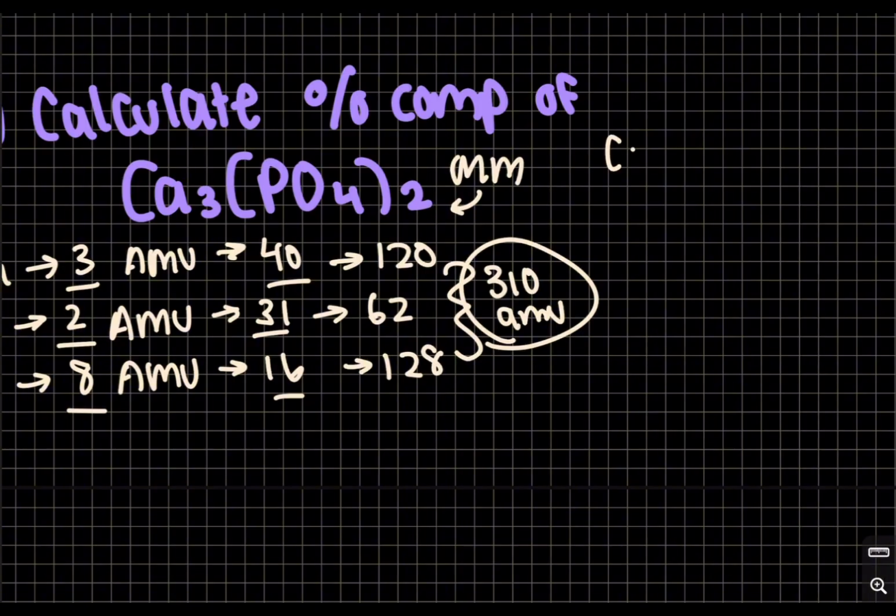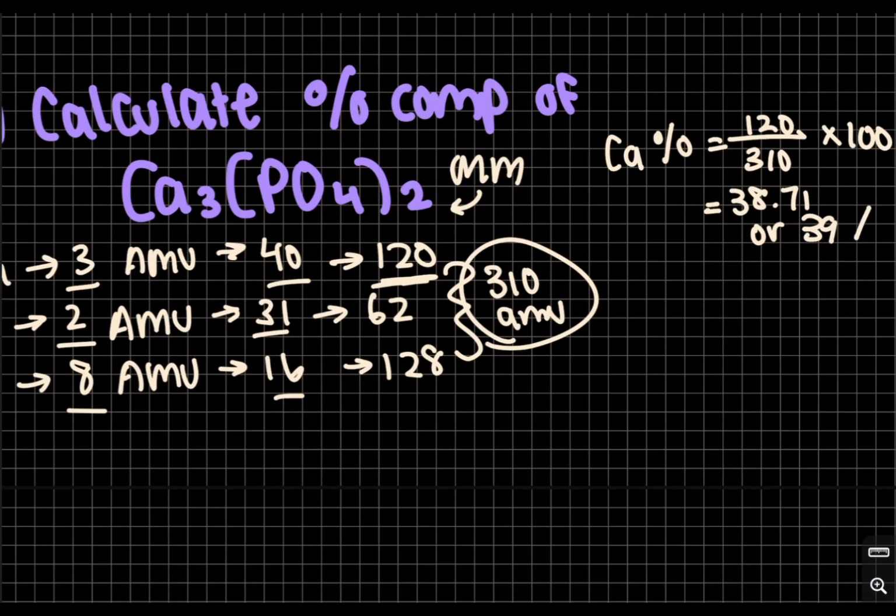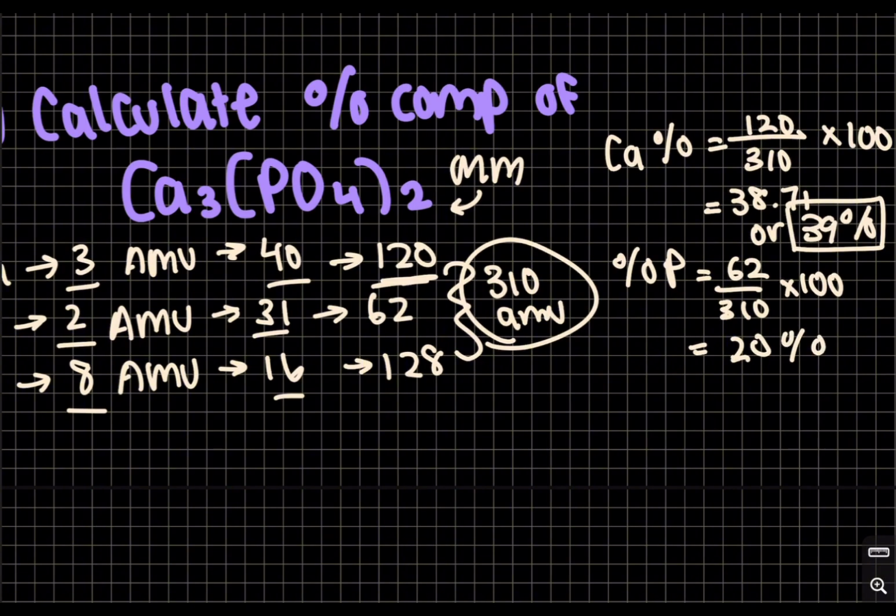Now, using this information, we can then set up our equations. Now, let's start off with calcium. Percentage should just be the mass of calcium, which is 120, over the total mass of 310 multiplied by 100. And you should, if you did your calculations correctly, get 38.71, or just round to 39%. Now, for the percentage of phosphorus, let's try to do that, which will just be 62 over 310 times 100. And you should get exactly 20%.